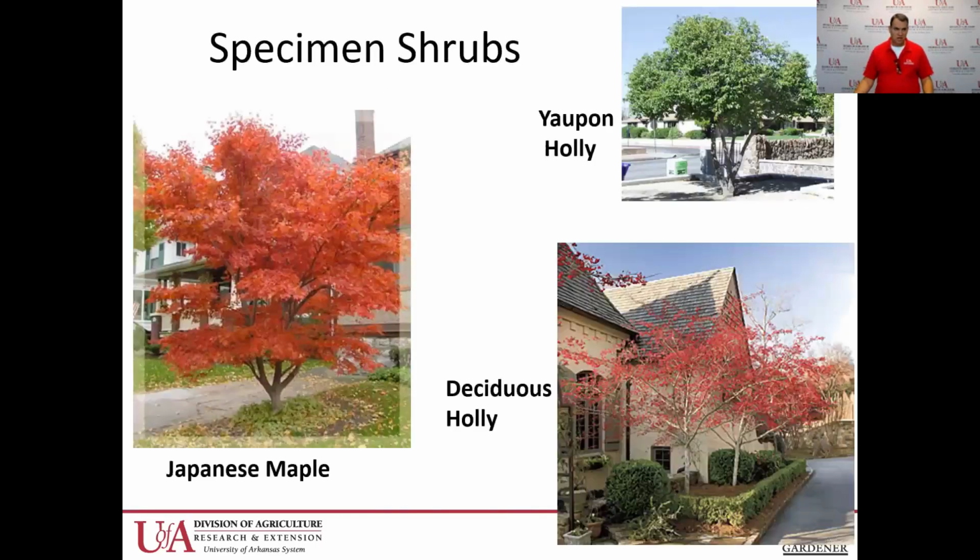Some pictures of some specimen shrubs, as I mentioned before. This is a Japanese maple. Again, beautiful plant to have. Beautiful fall foliage, usually, on these Japanese maples. But again, many different varieties out there.